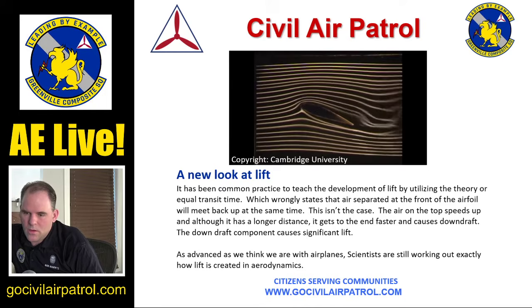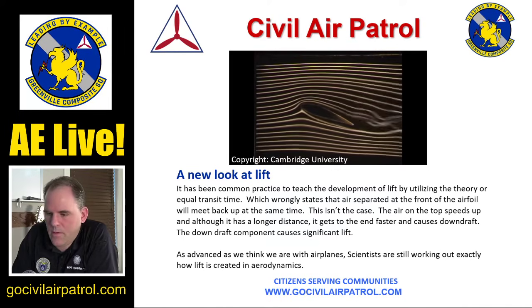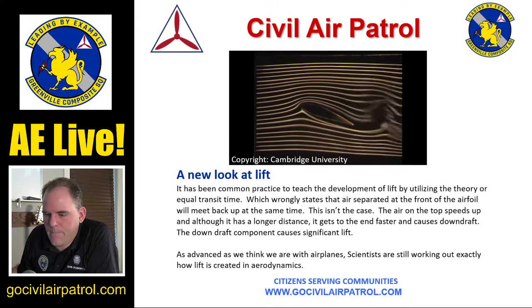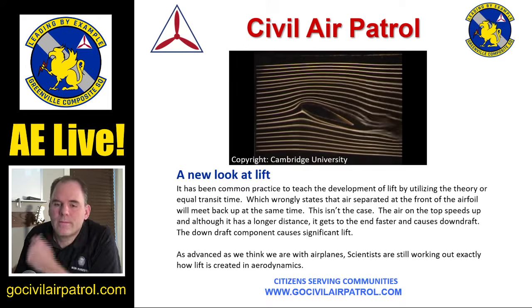It's often said that lift on a wing is generated because the flow moving over the top surface has a longer distance to travel and therefore needs to go faster. This common explanation is actually wrong. This video shows that the air on the top does move faster, but it doesn't reach the end of the wing at the same time as the air along the bottom.